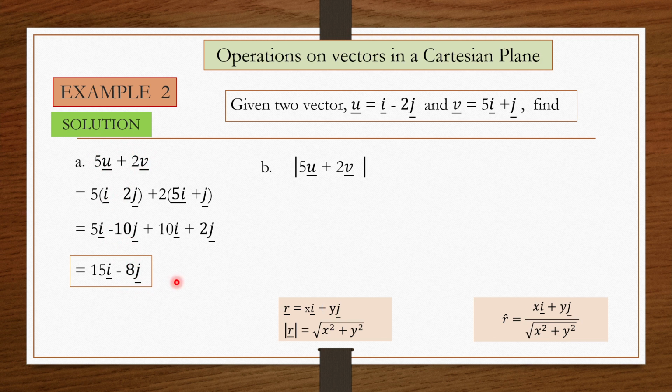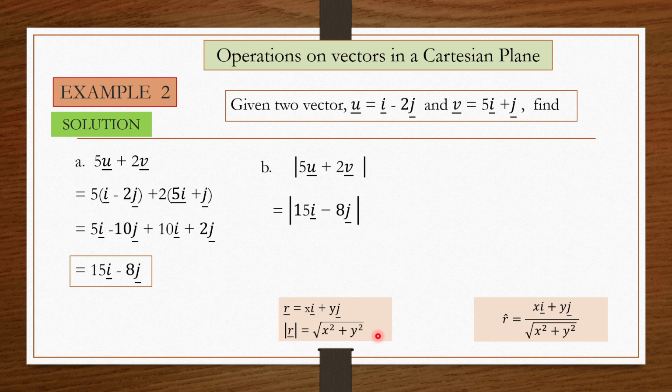The second question, you are asked to find the magnitude. Remember, the modulus indicates the magnitude of the vector 5u plus 2v. We have found 5u plus 2v, so you just change it to 15i minus 8j. Next, refer to the formula for how to find the magnitude.